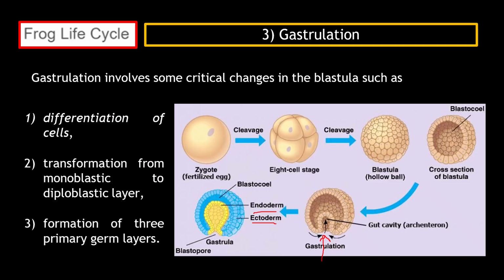So if you see, there is one that is blue and one that is yellow, because there is a differentiation in the cells. The cells start differentiating, and when you go from a monoblastic stage, which in this diagram the cells were all brownish, to a deep holoblastic layer, you have the blue one and the yellow ones. And in the case of the frog, you start the formation of the three germ layers.